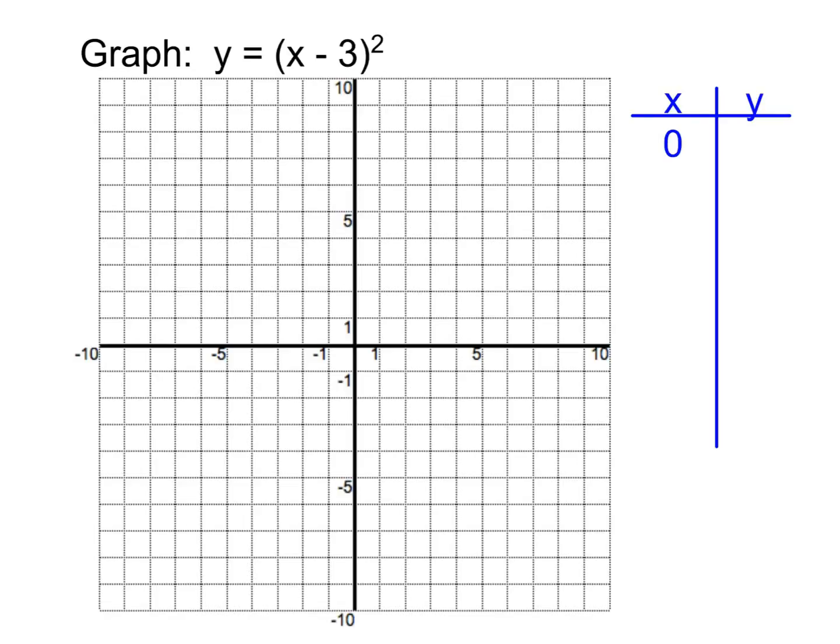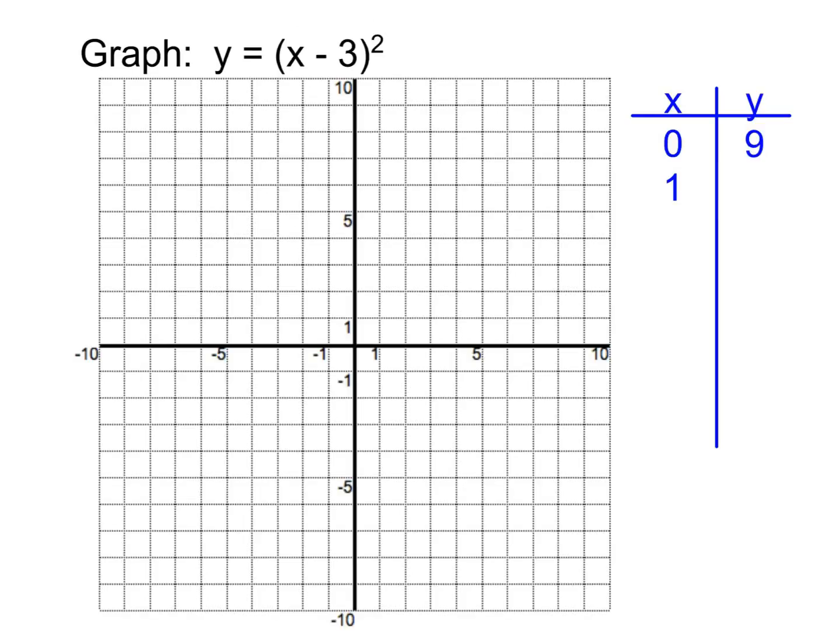So to start with my table, I always like to start with a nice easy number like 0. So let's plug 0 in for x here. So I'm going to do 0 minus 3, which is negative 3. What's negative 3 squared? 9. Positive 9, yeah. Because a negative number squared means you're doing a negative times a negative, which is positive. So we have the point then 0, 9.